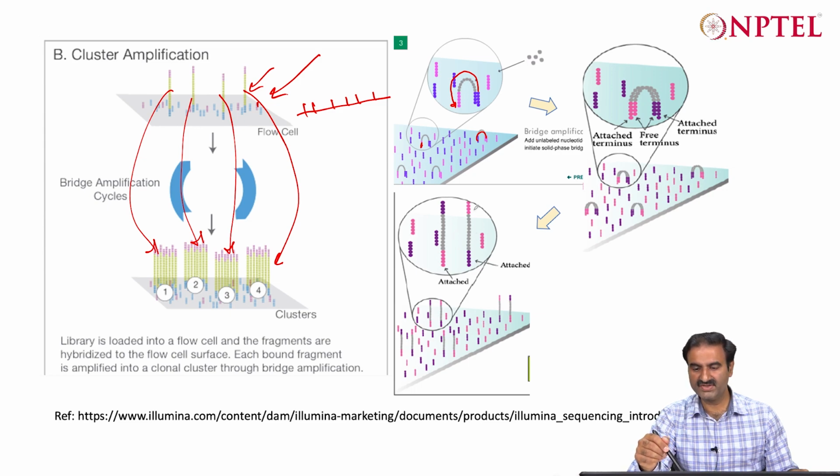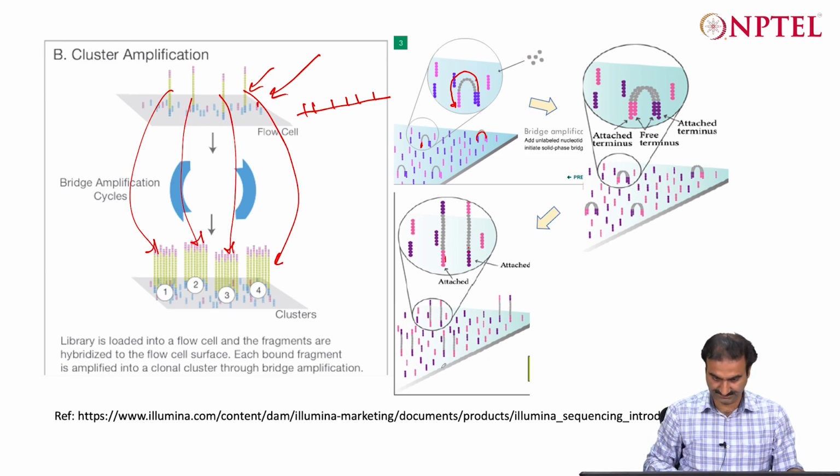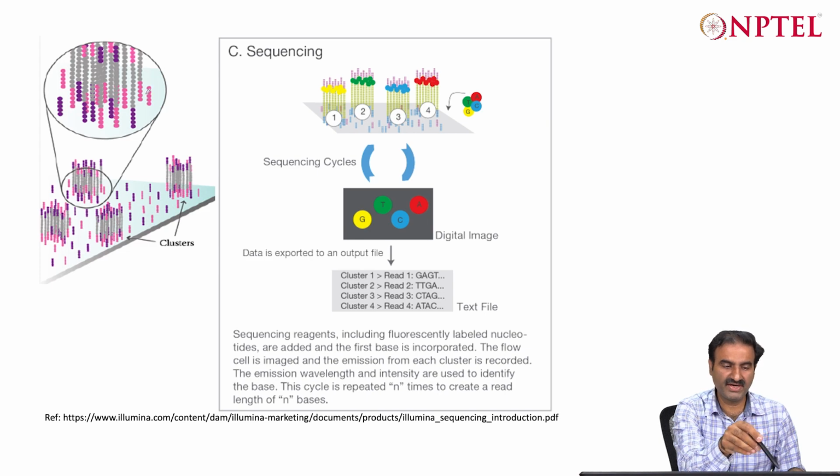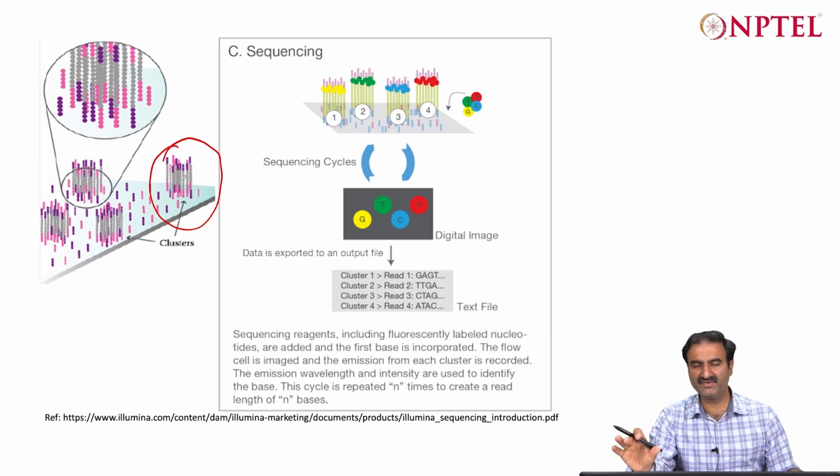You can see these are basically opposite of each other, because this was earlier tilted here. This way you amplify each and every fragment on the flow cell into a certain number of copies per piece, which is about 500 to 1000. So for every position in the flow cell you have copies of the same fragment at that position.